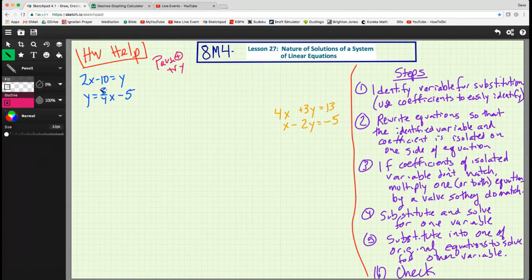Okay, so I'm going to assume you're back. Our first equation is practically done for us. So let's rewrite this one: y equals 2x minus 10. And our second one's already done: y equals 3/4 x minus 5. And so now we can do our substitution and say the y's are equal, so these two must be equal. So now we're on step number 4.